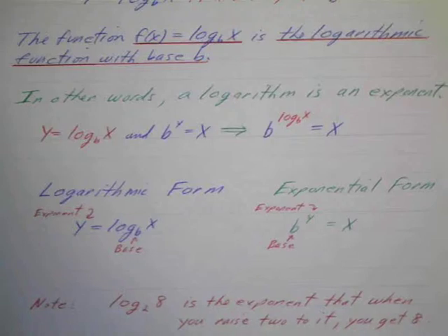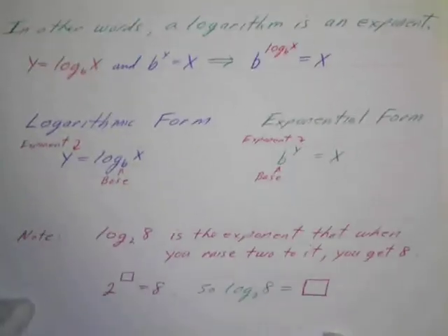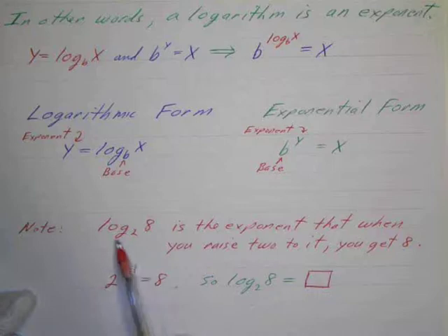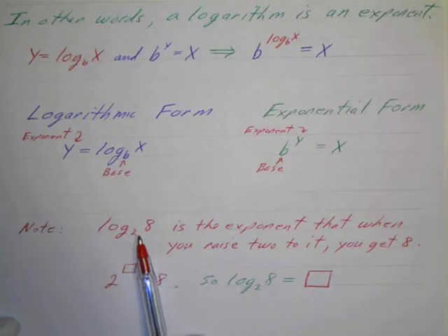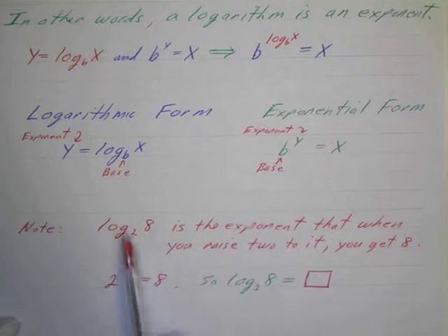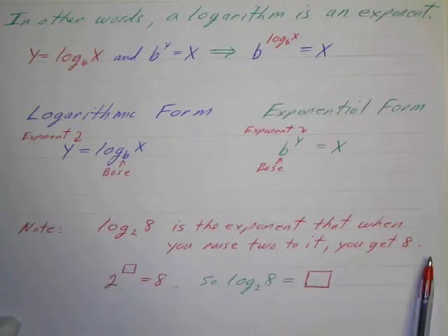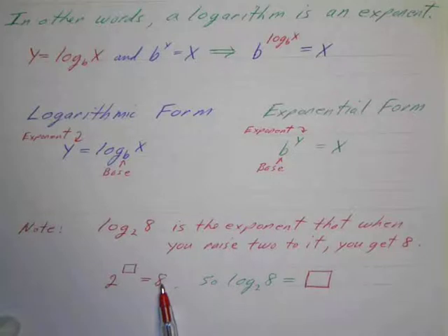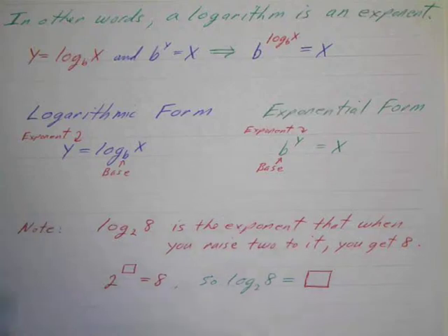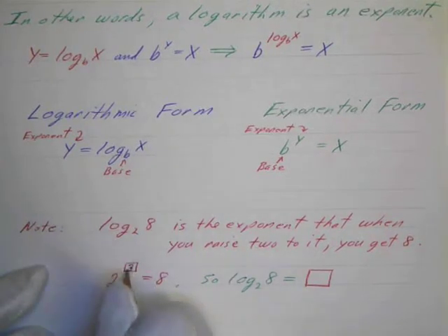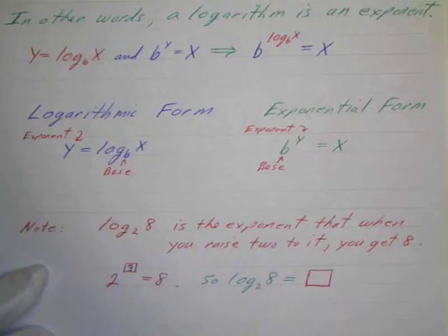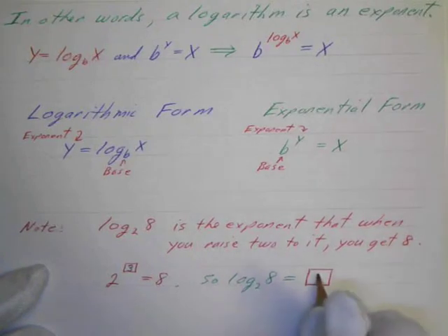So if you have an intuitive understanding of these, sometimes you can evaluate logarithms. And here's an example. Log to the base 2 of 8. This is the exponent that when I raise 2 to it, you get 8. So 2 raised to what power is 8? Well, I know 2 squared is 4, and 2 to the third is 8, so I could write 3. So 2 to the 3 is 8, so log to the base 2 of 8 equals 3, because that's the exponent.